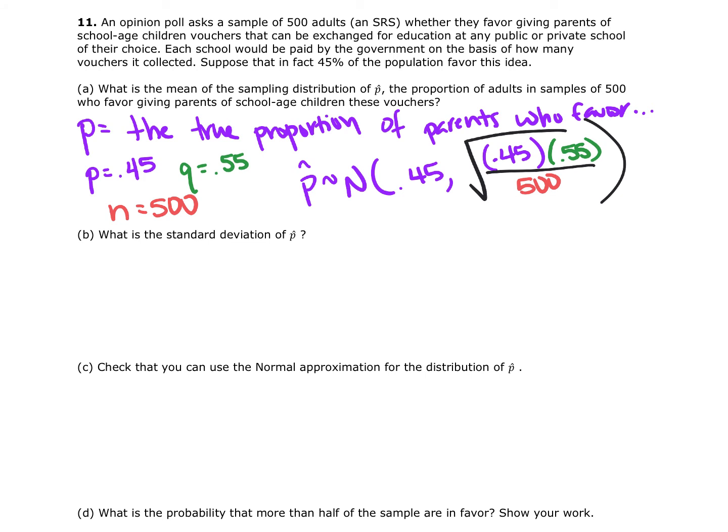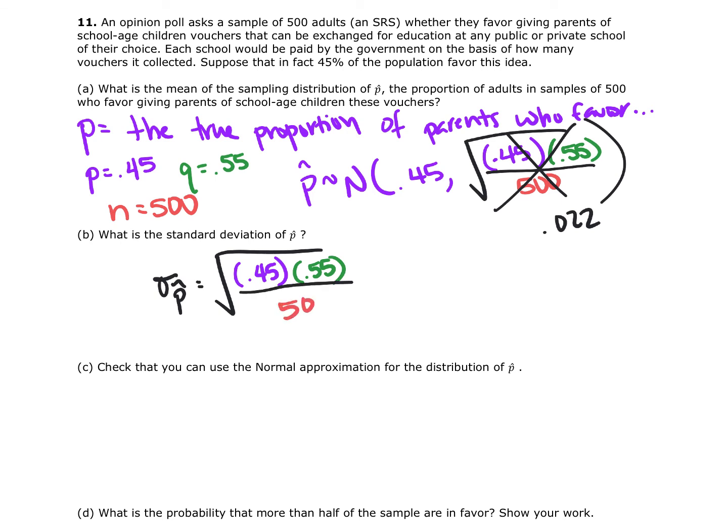That's equal to, if you simplify that, 0.0222. So this is the distribution of p hat. What is the standard deviation of p hat? Well, we just calculated that. The standard error, or what we call sigma p hat, is equal to the square root of 0.45 times 0.55 divided by 500. We just got that to be 0.022.